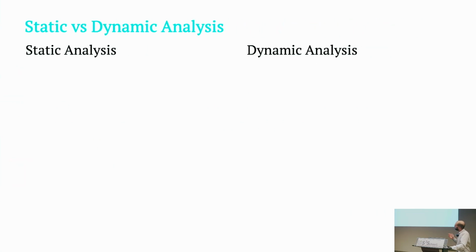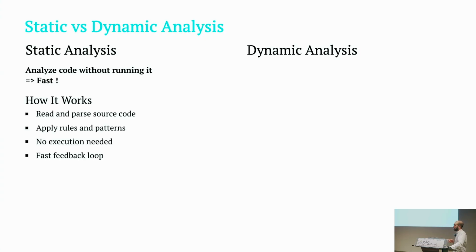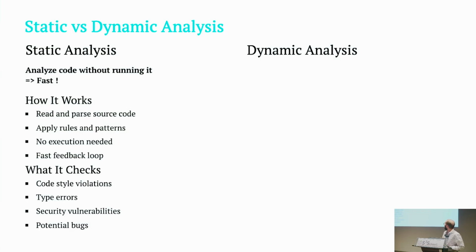So we have two main types, static and dynamic analysis. Static analysis runs without running the code, so it's pretty fast. It will just analyze the source code with templates and things like that. It applies some predefined rules and patterns, so there is no execution needed. We'll see some of them just after.